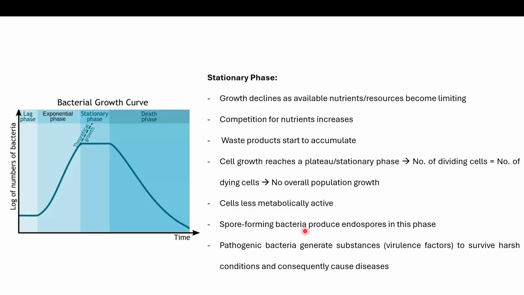And then spore forming bacteria also produce endospores, because spores are usually produced during unfavorable conditions. As the nutrients start getting limited, or waste products are accumulating, bacterial cells resort to spore formation. And also pathogenic bacteria start generating substances called virulence factors to survive harsh conditions, and then can cause diseases as well.